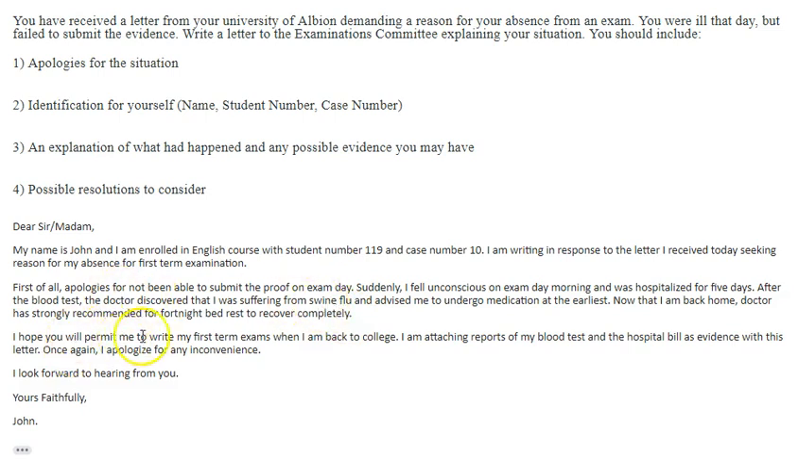Good. I hope you will permit me to write my first term exams when I'm back to college. Okay, so I hope you will allow me to take or retake my first term exams when I return to college. I am attaching reports of my blood test and the hospital bill as evidence with this letter.